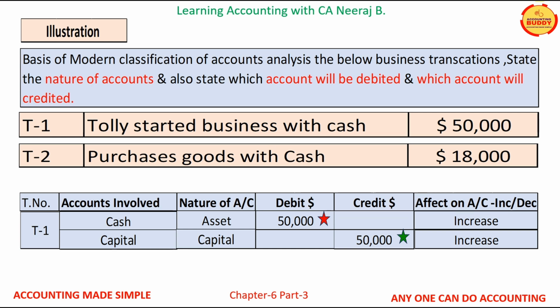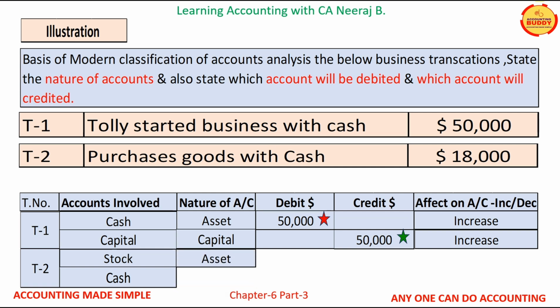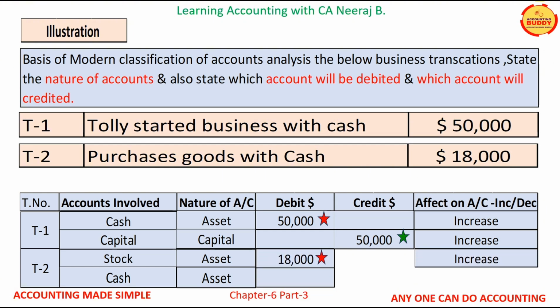T2 transaction is goods worth $18,000 are purchased by cash. If we analyze the T2 transaction, the two accounts which are affected are the stock account and the cash account. Both stock account and cash account are asset accounts. Since stock being an asset is increasing, it will be debited with $18,000. Now since the purchase of goods is settled by cash, the cash balance with the business is decreased, therefore the cash account will be credited.